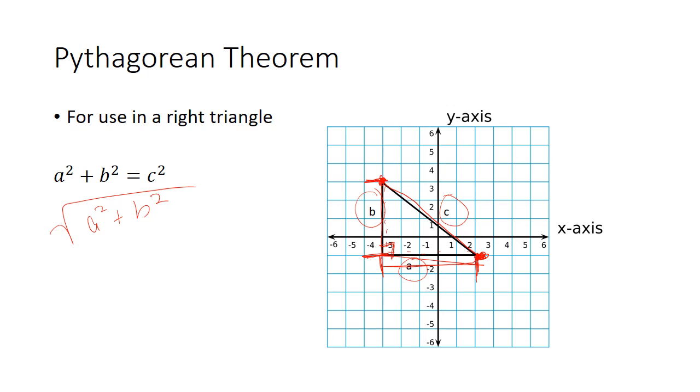So your Pythagorean theorem can also be useful in finding distance, and the distance formula is derived from the Pythagorean theorem. So if you have trouble remembering the distance formula, if you can remember a squared plus b squared equals c squared, you can get there and get the answer for the distance.